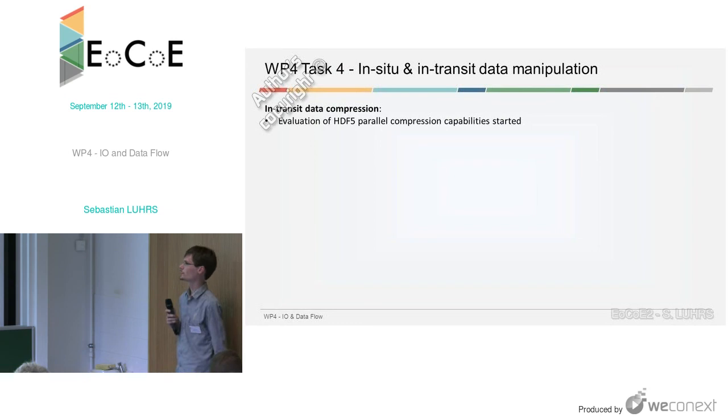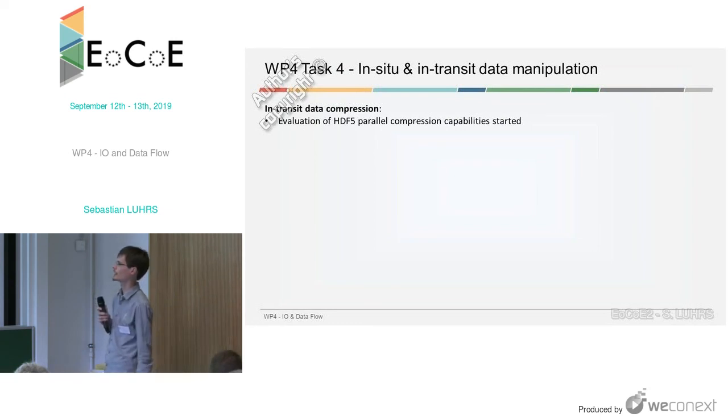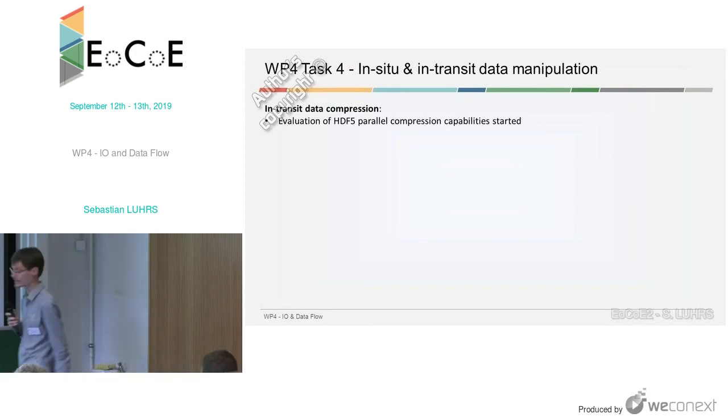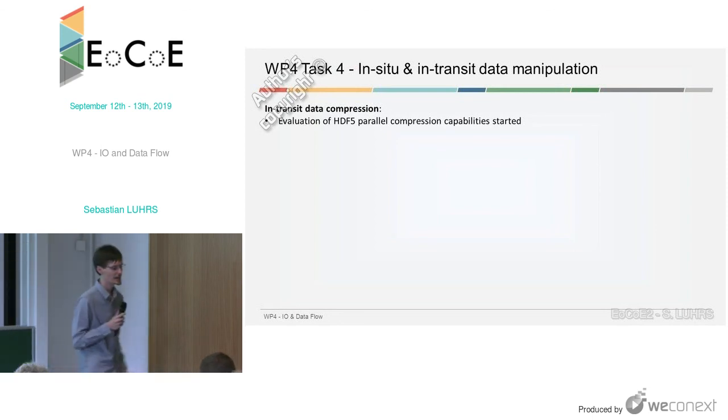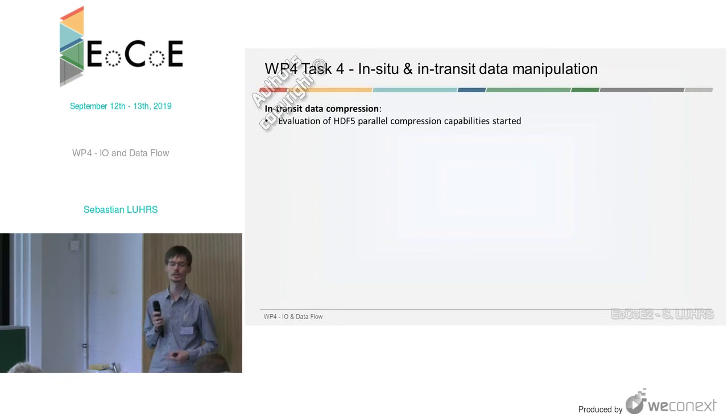For the last task, which is mostly planned to start at the beginning of next year, we had a first look at in-transit data compression. Here it is planned to use the existing HDF5 parallel compression capabilities which are in place and to leverage these capabilities in the NetCDF interface, because we want to use them for NetCDF codes. They are already in place for HDF5, and now we just want to adapt this to NetCDF4 as well, to make in-transit data compression available for parallel codes.